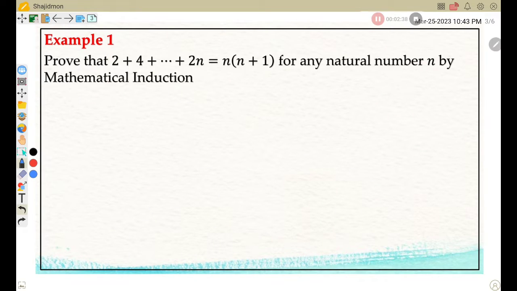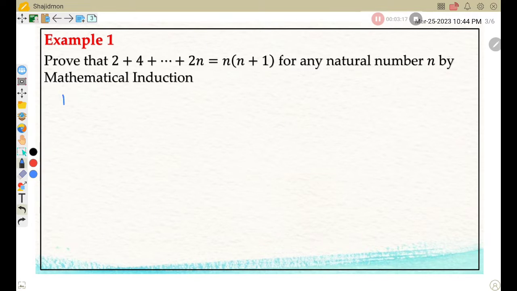Example number 1. Prove that 2 plus 4 plus 6 plus up to 2n equals n into n plus 1, for any natural number n, by mathematical induction. What is our statement here? We need to prove that when we add even numbers, 2 plus 4 plus 6 plus up to 2n, we can use this rule: n into n plus 1, for any natural number n, by using mathematical induction. This is our question here.